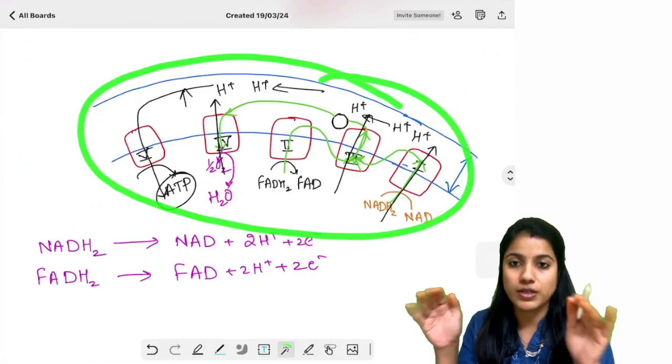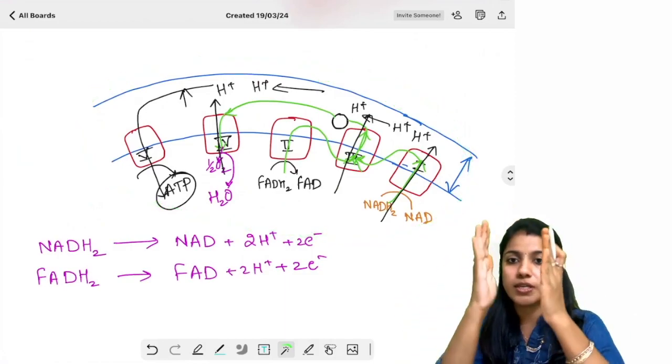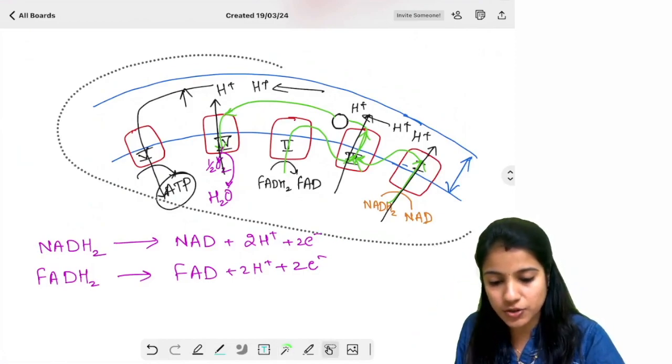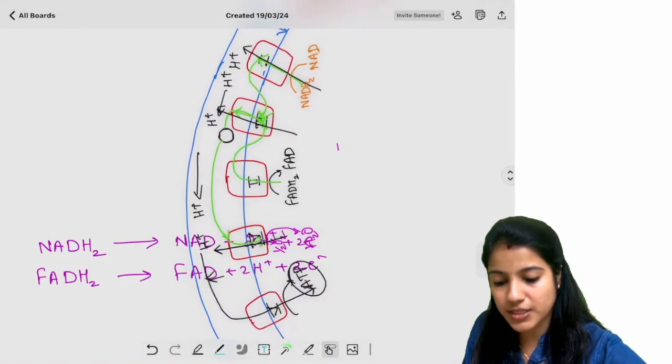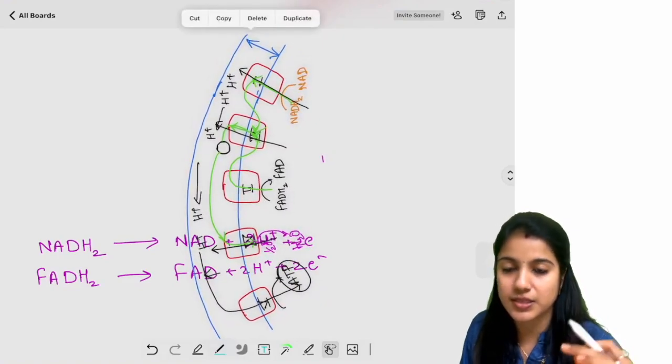I have drawn this in a horizontal manner. Just rotate this diagram like this into a vertical manner. I'll try to show you like this. The diagram should be imagined like this now. So I'm just rotating my diagram in this manner.